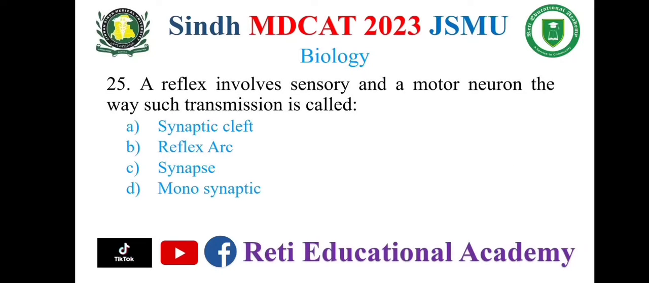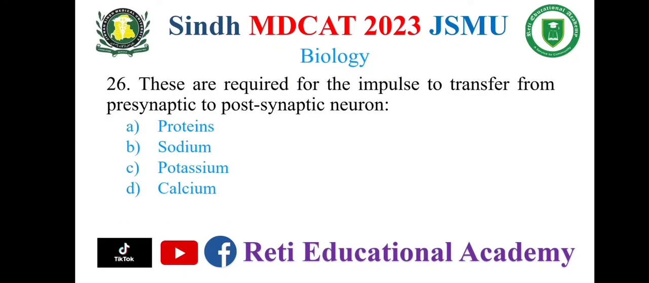Question number 25. A reflex involves a sensory and a motor neuron. The way such transmission occurs is called A. Synaptic cleft, B. Reflex arc, C. Synapse, D. Monosynaptic. The correct option is B. Reflex arc.